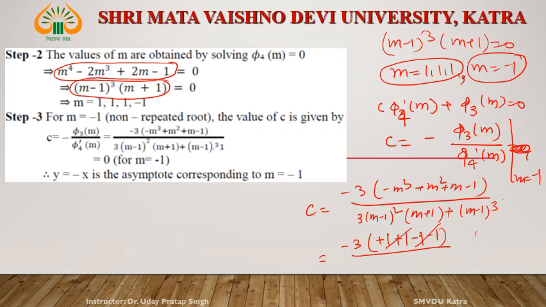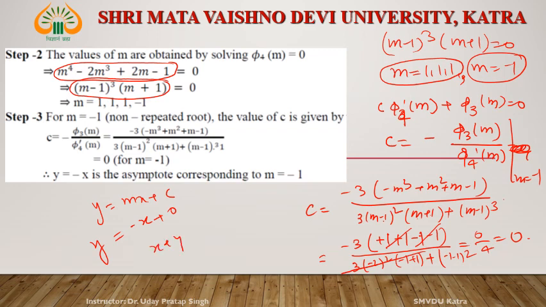This term is 0. Numerator is 0. And what about the denominator? 3 minus 1 minus 1 minus 2 square minus 1, and this minus 1 plus 1 plus minus 1 square. This is 0, right? Then C is equal to 0. What is the equation? Y is equal to mx plus c. What is m? M is equal to minus 1, minus x. What is c? 0. Y is equal to minus x.